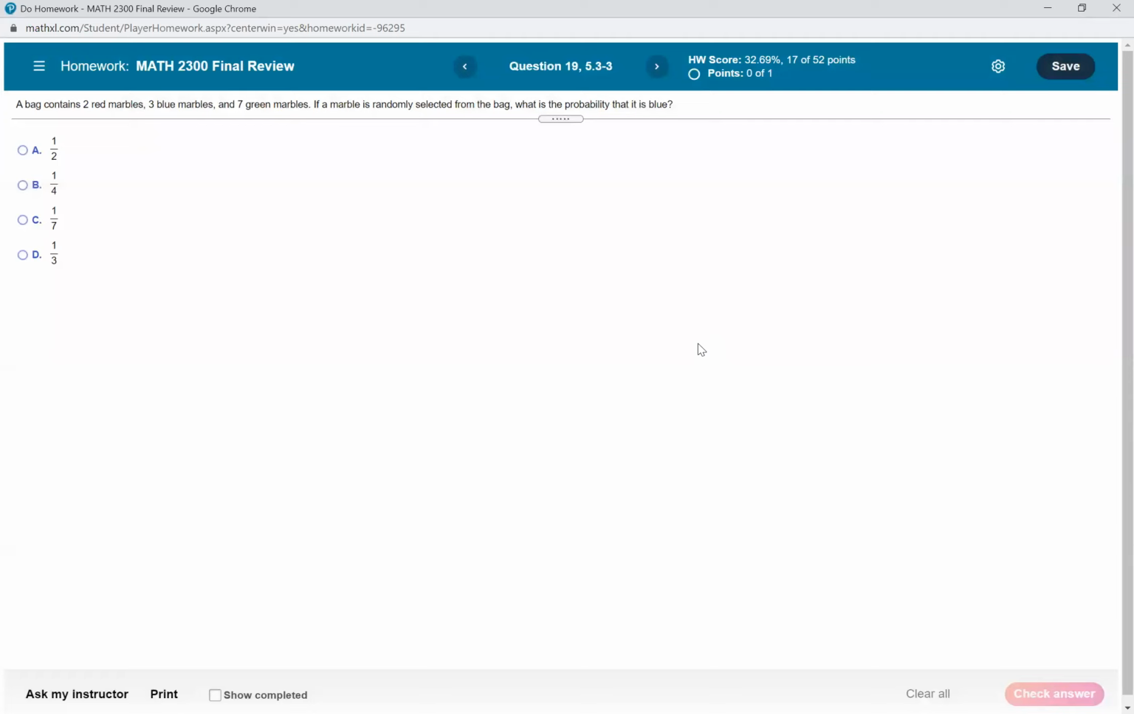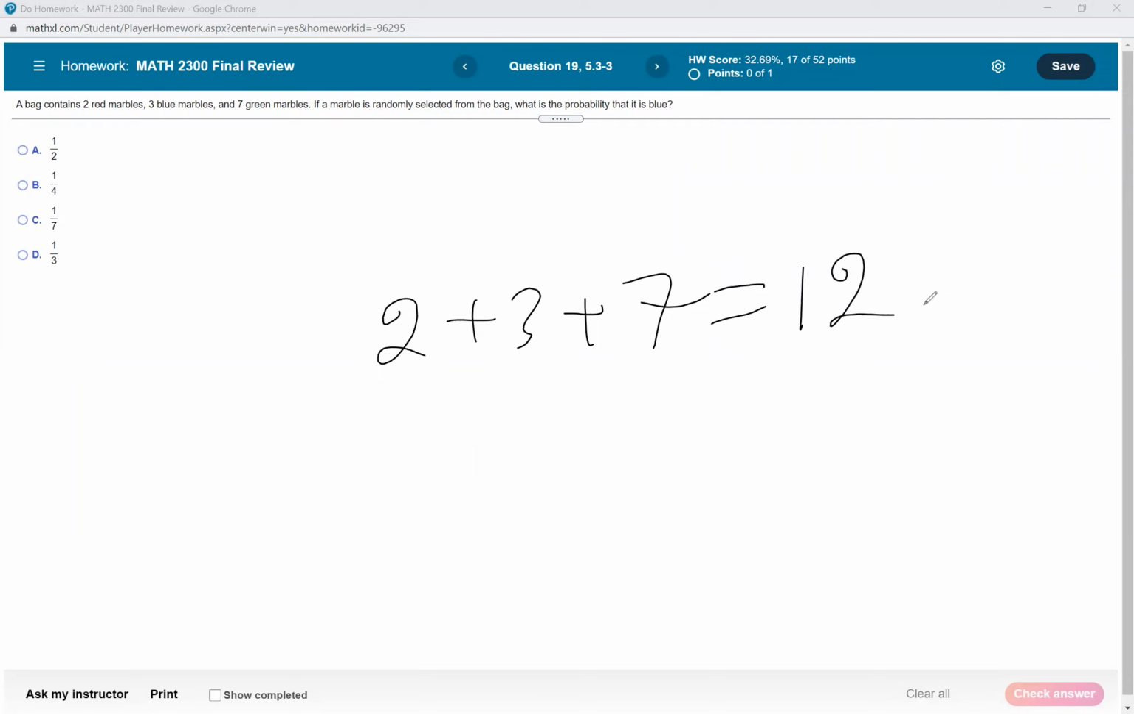Okay, a bag contains 2 red marbles, 3 blue marbles, and 7 green. If a marble is randomly selected from the bag, what is the probability that it is blue? So how many marbles do we have in total? We have 2 plus 3 plus 7, which is 12. So how many ways can we select one single marble? We can select in 12 ways.